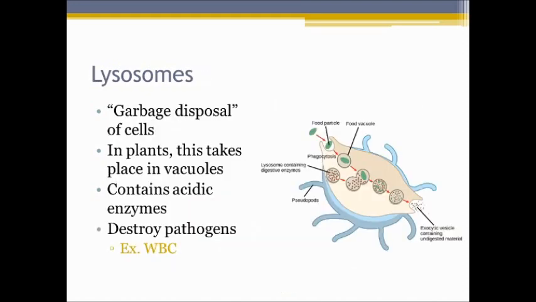Lysosomes are known as the garbage disposal of the cells. These are not found in plants. In plants, vacuoles take on this responsibility, but lysosomes have these acidic enzymes to help destroy pathogens. So you might find a lot of these in white blood cells that help to destroy some of the foreign invaders that are in our bodies in the form of bacteria and viruses.